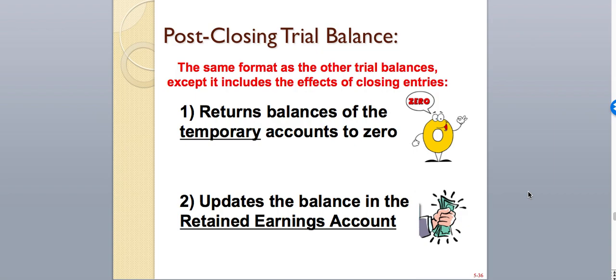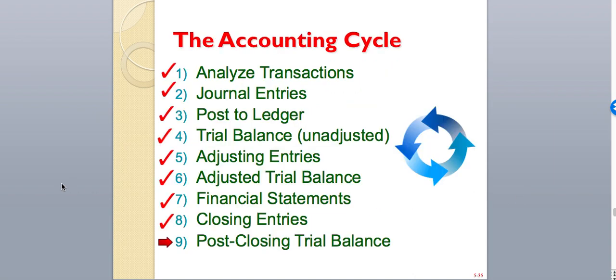And the post-closing trial balance has the same format as the other trial balances that we've already done, right? We have already done the original unadjusted trial balance in step 4. And then we recorded adjusting entries. So we did an adjusted trial balance after that. And now we're on to our third type of trial balance, which is our post-closing trial balance.